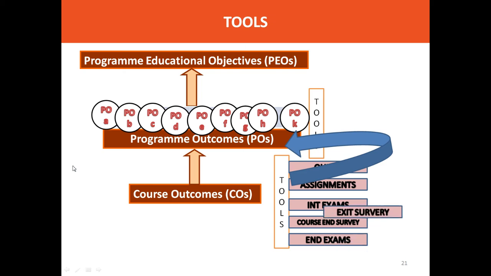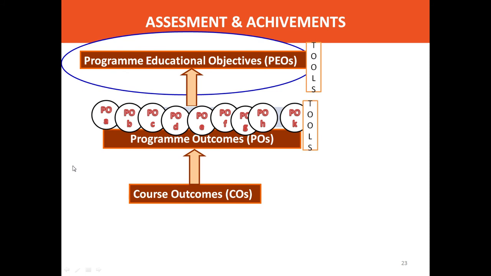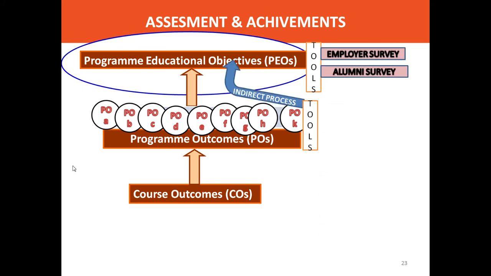And we need an indirect process also: exit survey and exit interviews. These are the indirect process to measure the attainment level of POs. And finally, PEOs. So these are the direct process, and POs come under the indirect process to assess and achieve the POs.